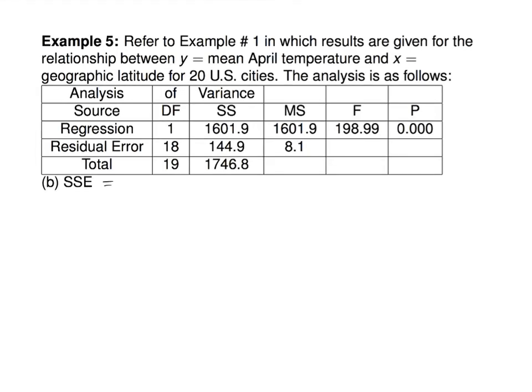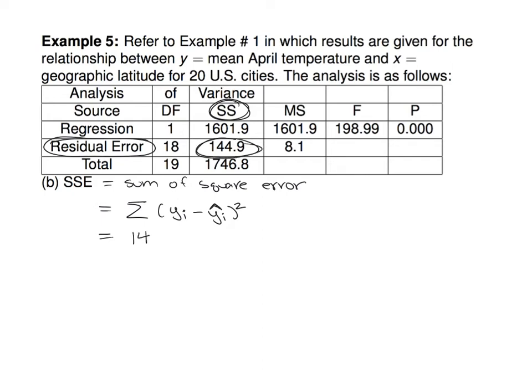SSE, remember this stands for sum of square errors, and you can think error is how much your regression line is off by. How much your regression line is off by is found by taking your y values minus what you predicted they would be with your regression line and squaring them. And in this case, it's still sum of squares, but now we're looking for error, and that's residual error. That's this guy, 144.9.